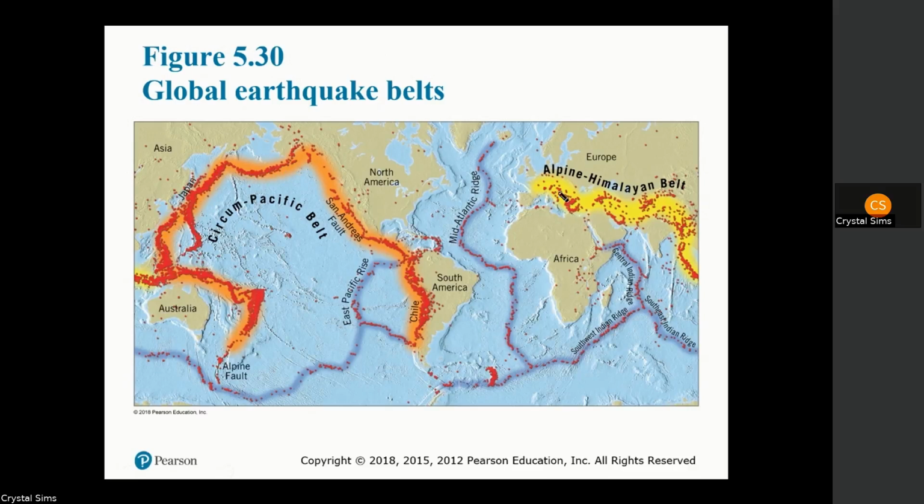The other place where we see a lot of our earthquakes is in the Alpine Himalayan Belt. The Himalayas are right here. This is from the Indian Plate coming up into the Eurasian Plate. So we have a lot of earthquakes that occur in this area as well. And then you can see along our ocean ridges, like the Mid-Atlantic Ridge, the East Pacific Rise, the Southwest Indian Ridge here, we can also have a lot of earthquakes that occur there as well.